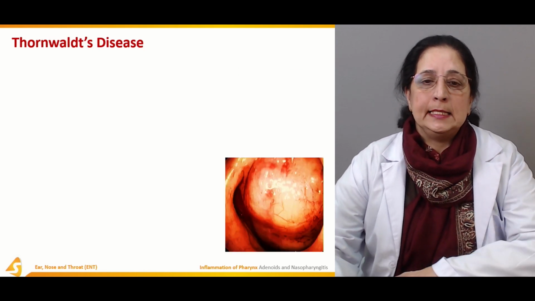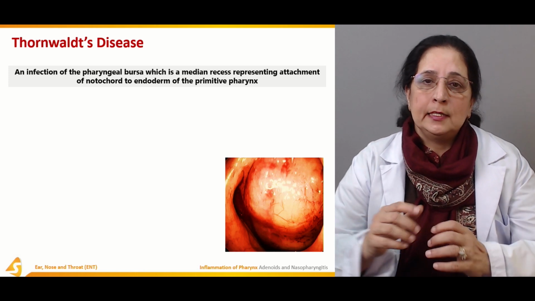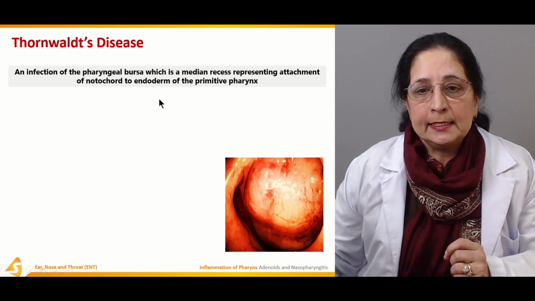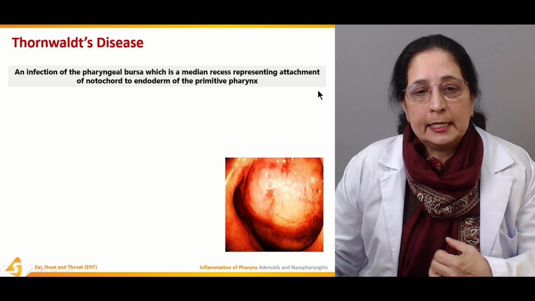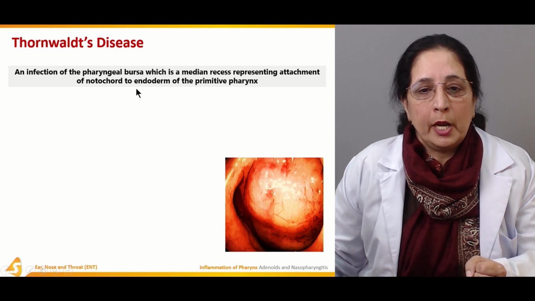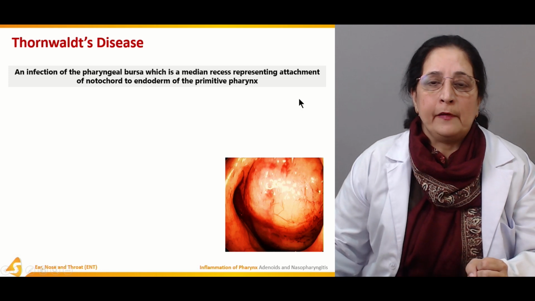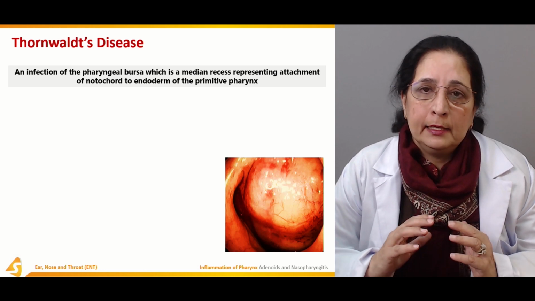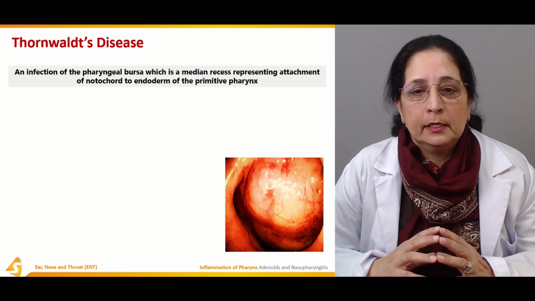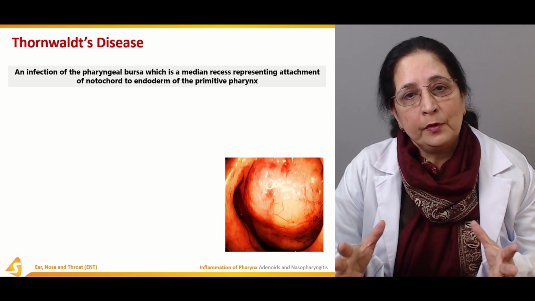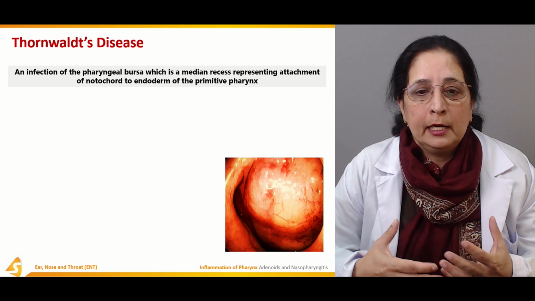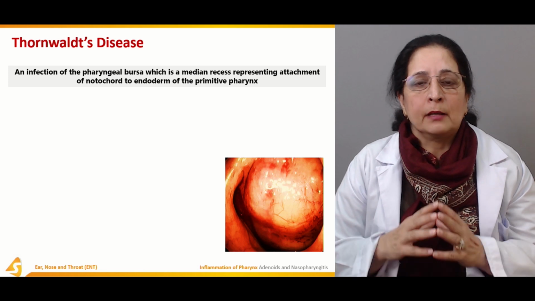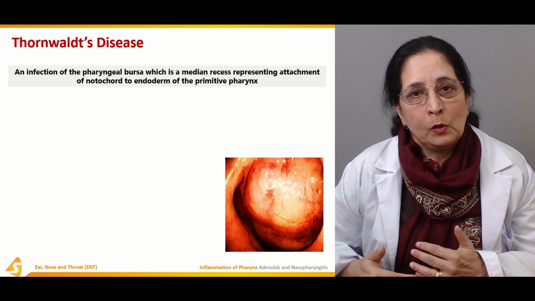Then Thornwaldt's disease is a disease in which there is infection of the pharyngeal bursa, which is a median recess representing the attachment of notochord to endoderm of the primitive pharynx. This pharyngeal bursa is a recess that represents, during the developmental stage, the attachment of the notochord to the endoderm of the primitive pharynx, during the embryological period.